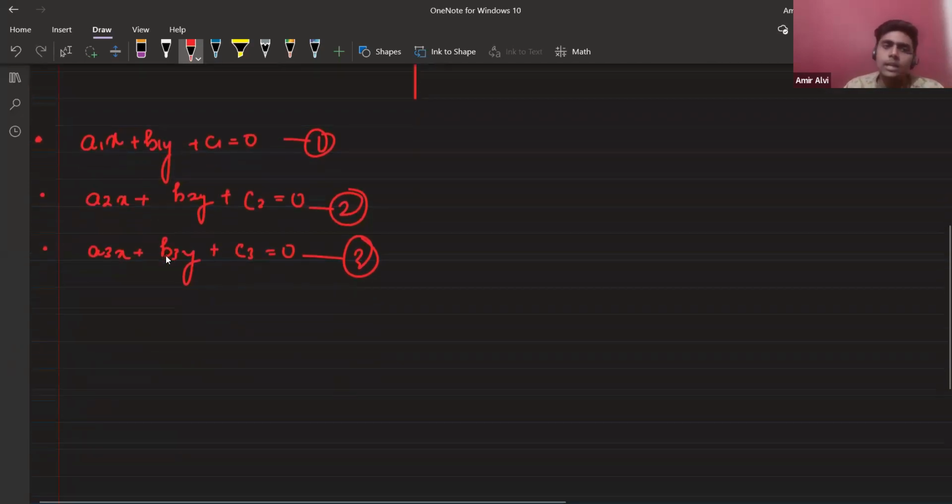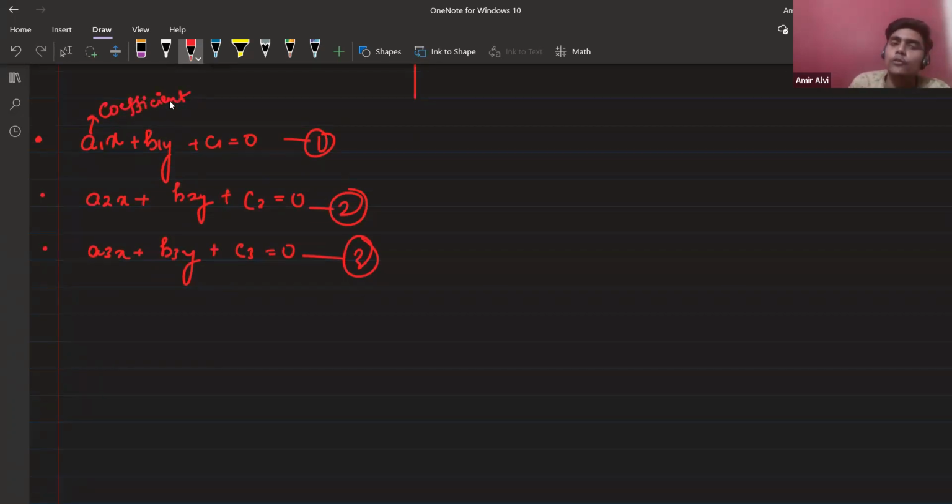So basically, there is a relation between these coefficients. These are called coefficients. Does everybody know? I've told you in the polynomials as well. Basically, there is a relation between the coefficients which tells us about the intersection, the parallel line, basically which types of lines these are, which types of system of equations these are. Got it?